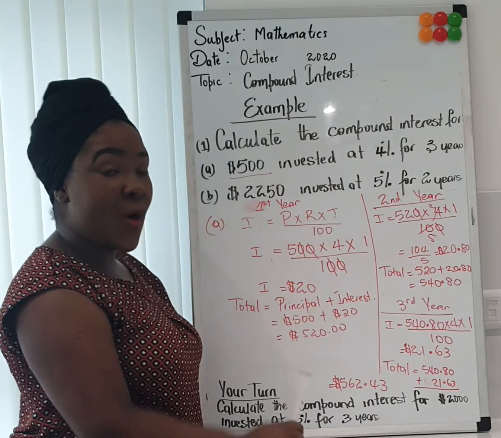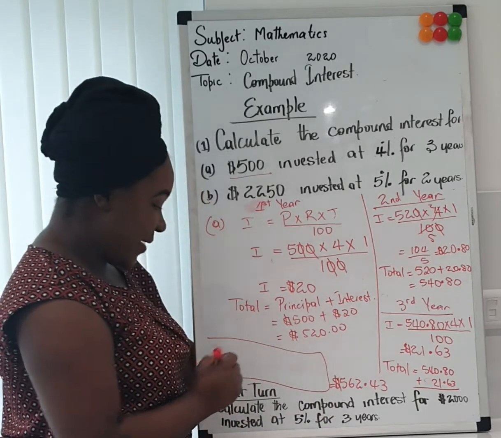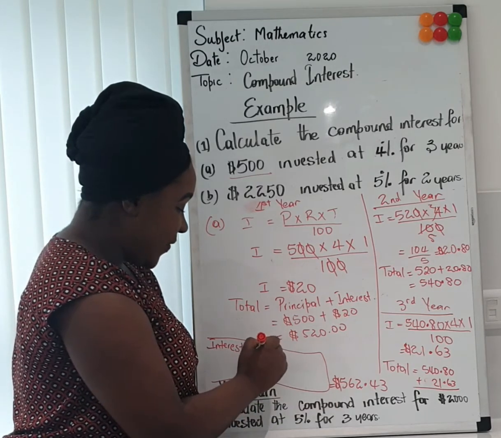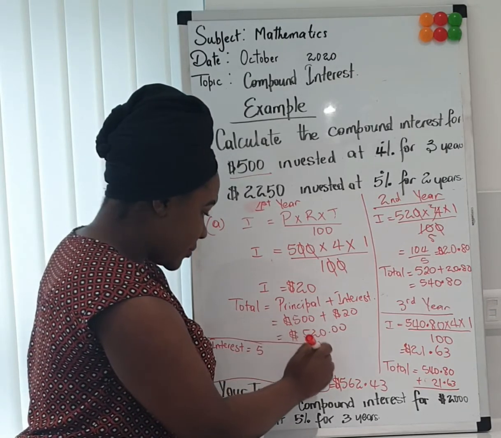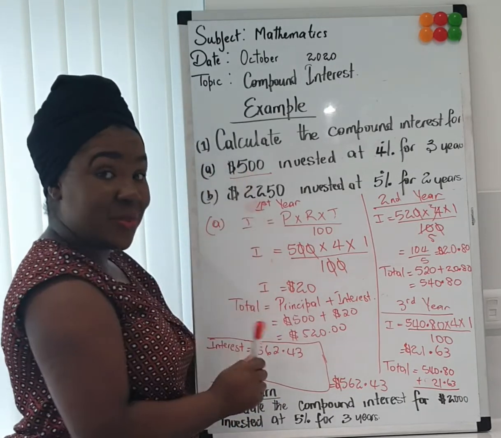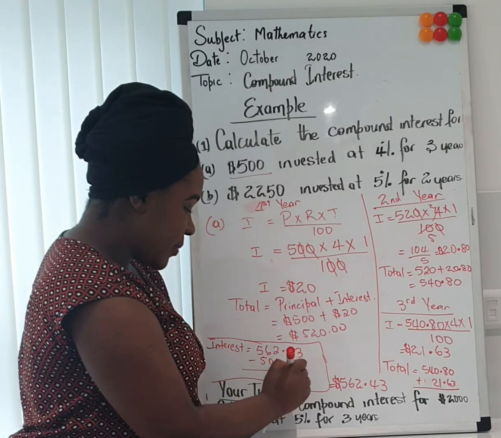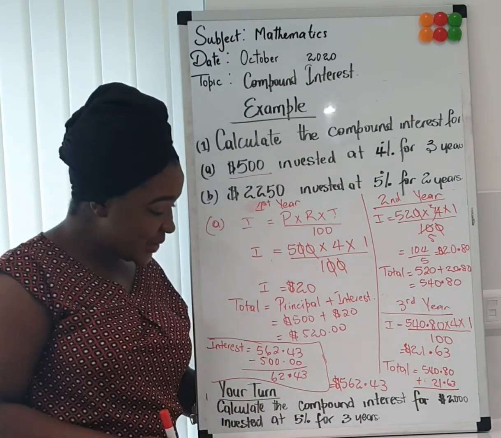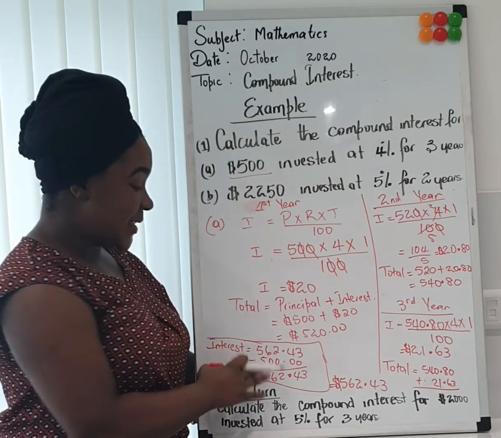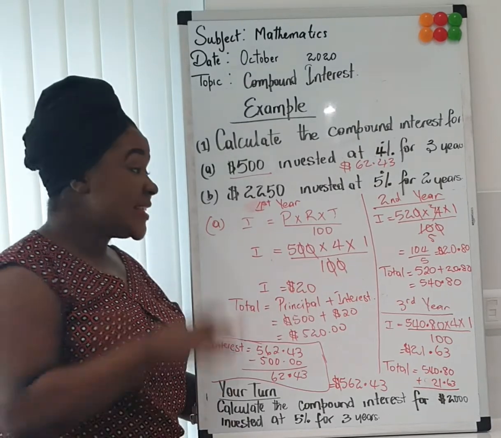And they asked us not for the total that we have in our account, but the interest that we have gained over the 3 years. So we're going to go ahead and in this little section here, I'm going to try and write that. So the interest would be what I have at the end of the year, which is 562.43, subtract what I started the 3 years with, and that's 500. See? So that's $62.43. So the compound interest that you gained on that money is $62.43.